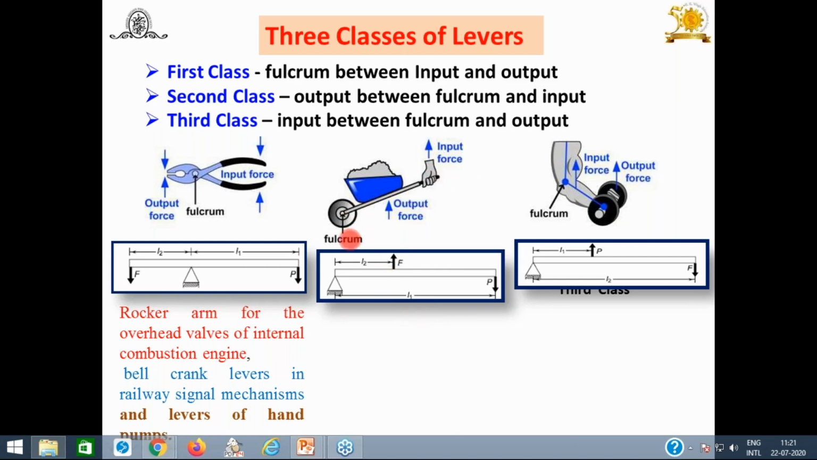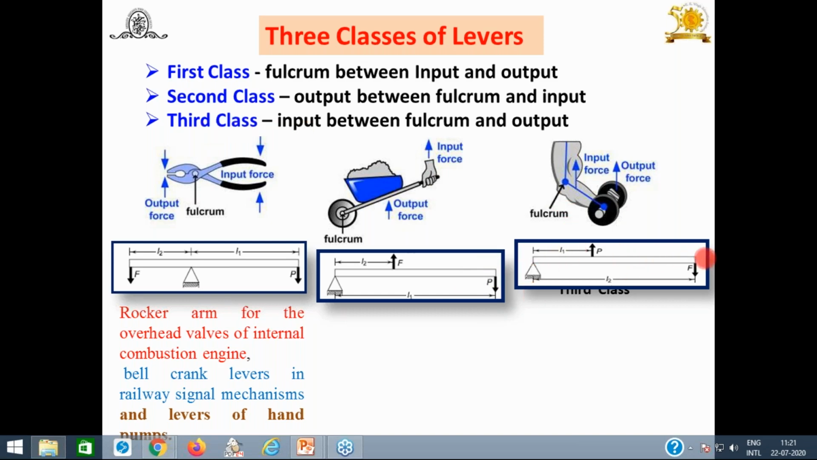And you will find in this material handling device, this is the fulcrum, this is the output force, and this is the input force or load. Then here, the third class type of lever, or third type of lever, you will find. Look at this here.